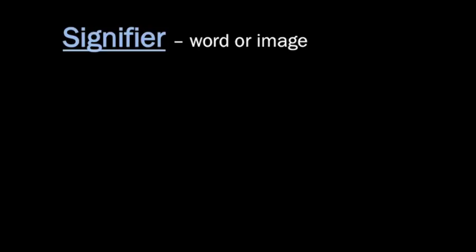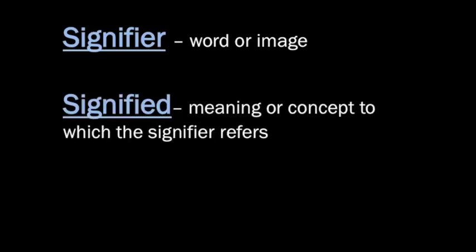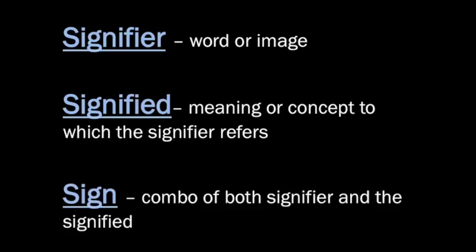The signifier is the word or image. The signified is the meaning or concept to which the signifier refers. The sign is the combination of both the signifier and the signified. Let's look at an example.